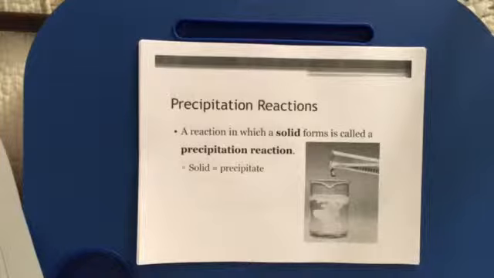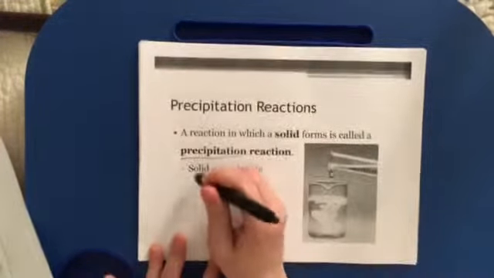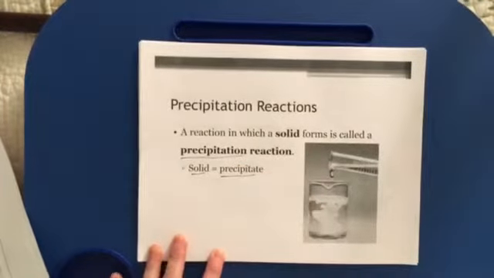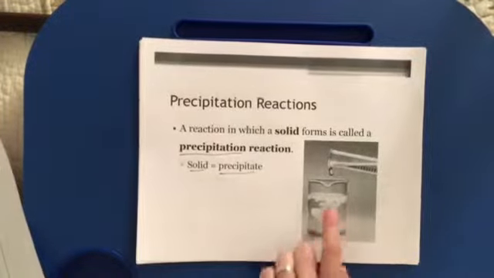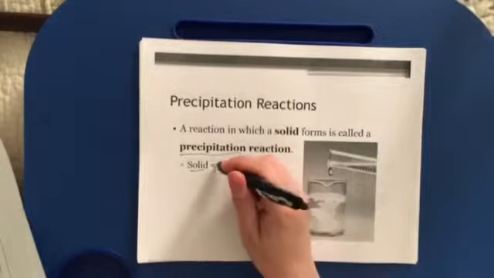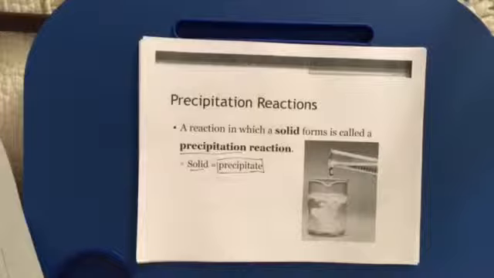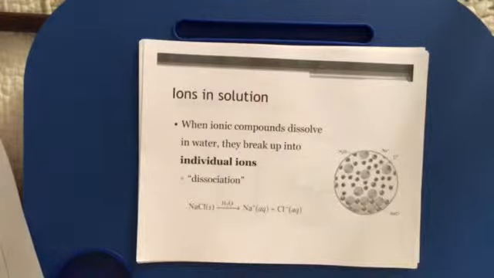A reaction in which a solid forms is called a precipitation reaction. A solid is a precipitate. When you mix two aqueous solutions together that are fully dissolved, and a solid forms, that's what's happening here. You can see it turning cloudy because a solid is forming. We call this, in chemistry, a precipitate. So it's a precipitation reaction.